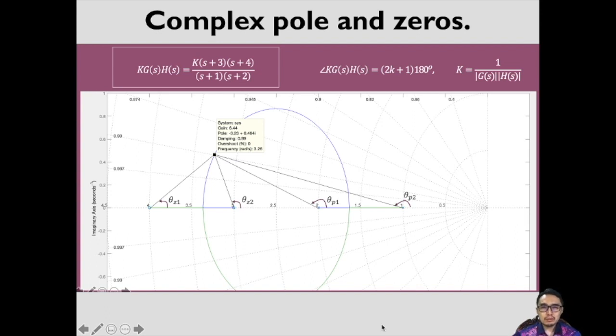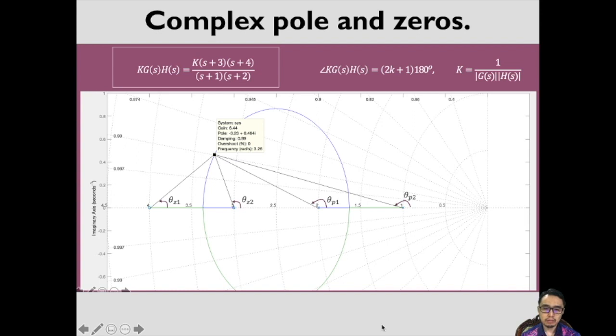So let's continue the discussion on sketching the root locus. Now we're going to look at the case when the poles or zeros are complex. This means that the poles and zeros have the imaginary part. Before this, in most of the cases that we have looked at, the poles and zeros only had the real part. So in order to do that, let's look at this slide again.